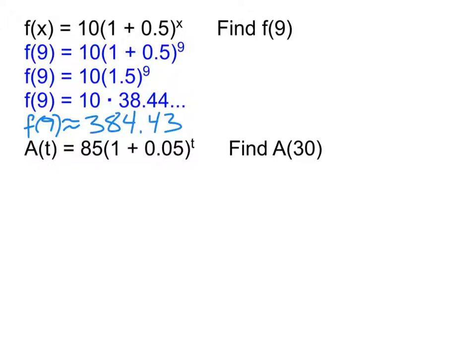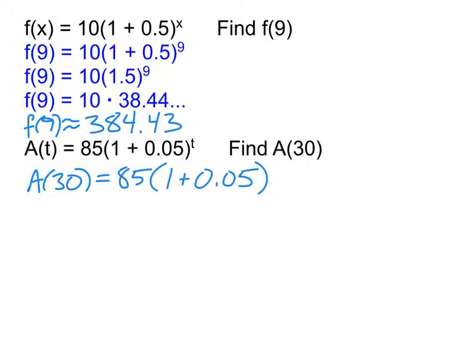So, my first line of work. I need to take the 30 and plug it in. Just notice it's not an x in the parentheses, it's a t in the parentheses. So it's going to be a of 30 equals, and then anywhere where I see a t, I'm going to replace it with the 30. So 85 times 1 plus 0.05 to the power of, there's a t, so power of 30.